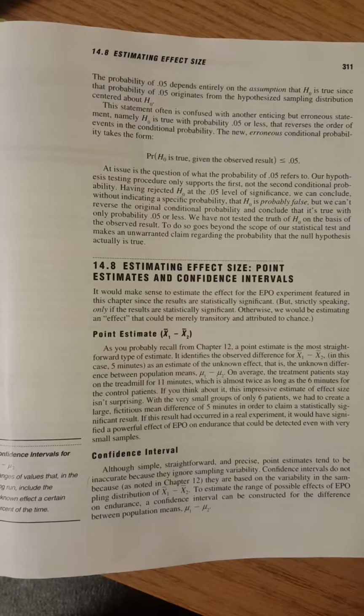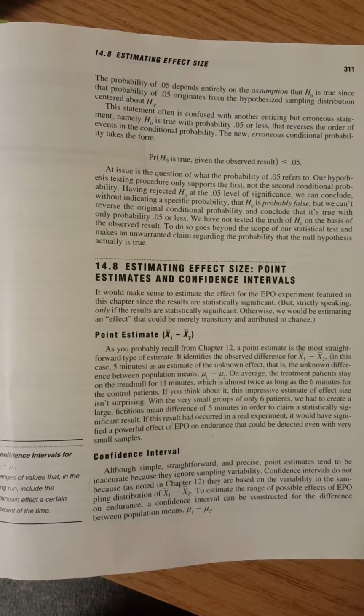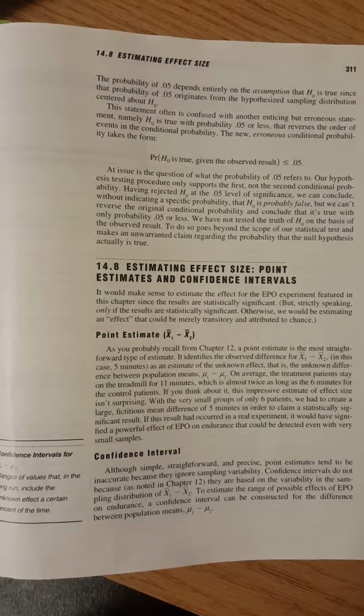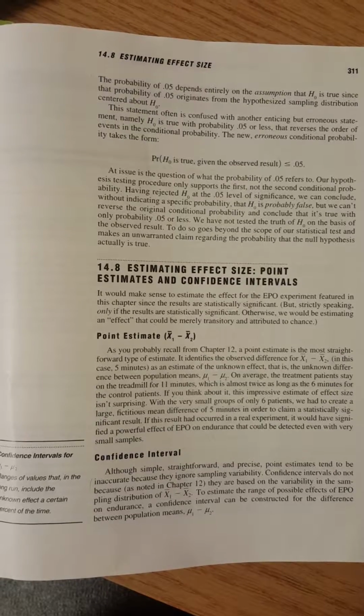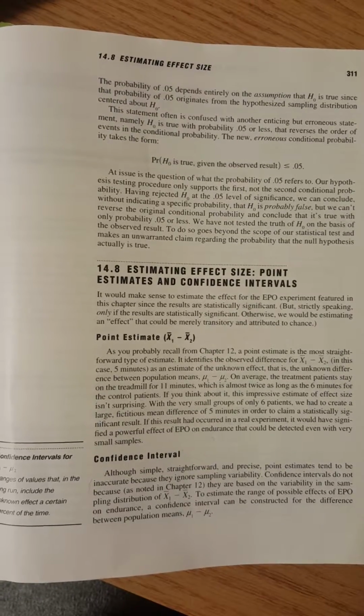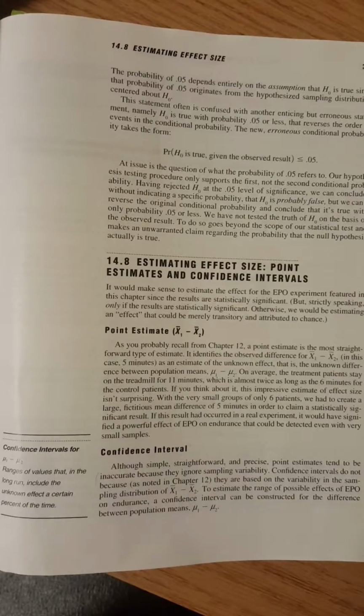On average, the treatment patient stays on the treadmill for 11 minutes, which is almost twice as long as the 6 minutes for the control patients. If you think that it's an impressive estimate of effect size, isn't it surprising?